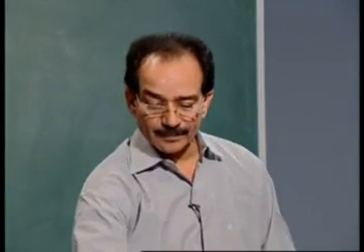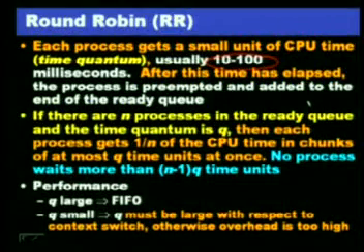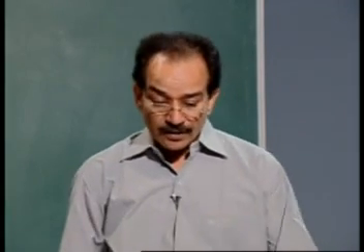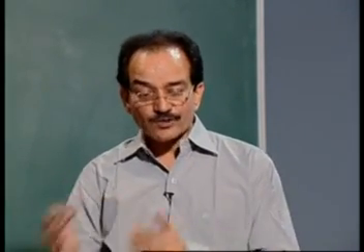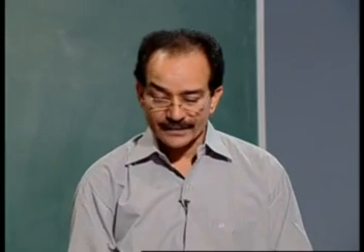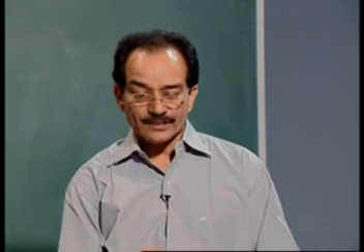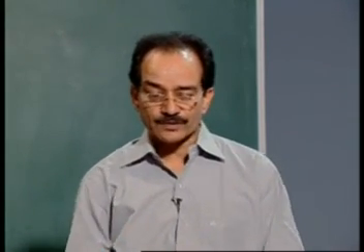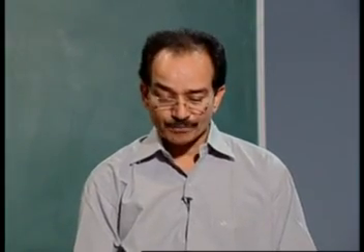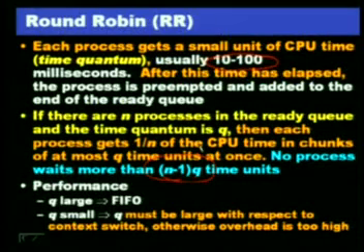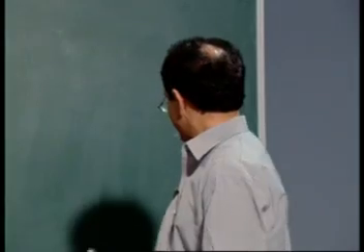After this time has elapsed, the process is preempted and added to the end of the ready queue, and each of these jobs keeps on getting this sort of time. If there are n processes in the ready queue and the time quantum is q, then each process gets 1 by n of the CPU time in chunks of at most q units at a time. So this is the waiting time for each of the processes. So this is executing like this.